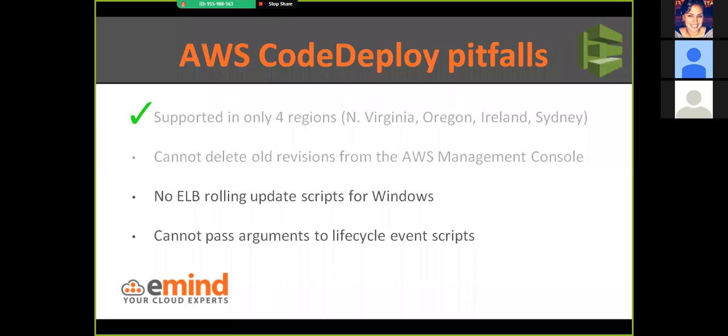Thirdly, there are some rolling update scripts for Linux, and they're available on GitHub by the Amazon team, but there was no support for Windows for such a thing. And we actually had to create those scripts ourselves in PowerShell. So this is also checked. And finally, there is no way to pass arguments to the lifecycle event scripts yet. This was also worked around by us by design. And this basically strikes through the entire list.